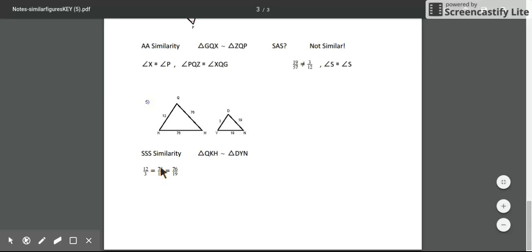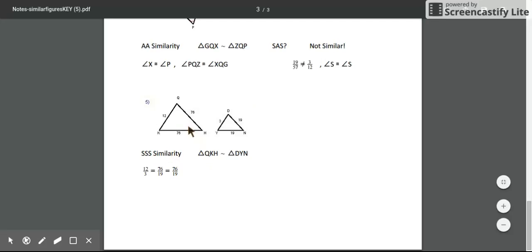Is 12 to 3 the same as 76 to 19? Well, this is a 4 to 1 relationship or ratio. So as long as 19 goes into 76 4 times, we're okay. And it does. So we can say that these two triangles are similar based on the side-side-side similarity test. And we can complete the similarity statement.